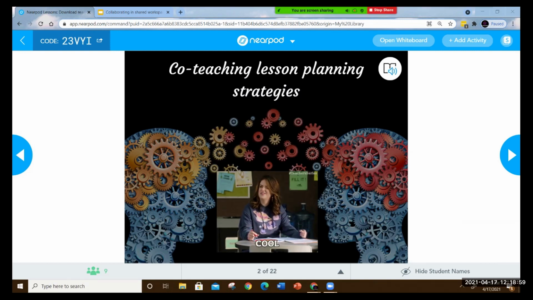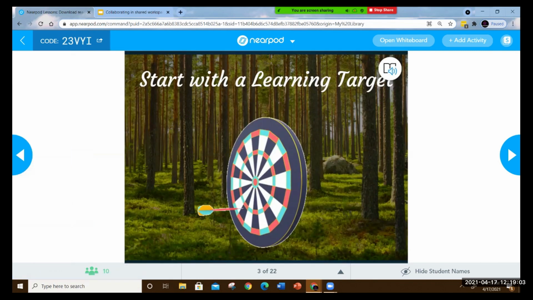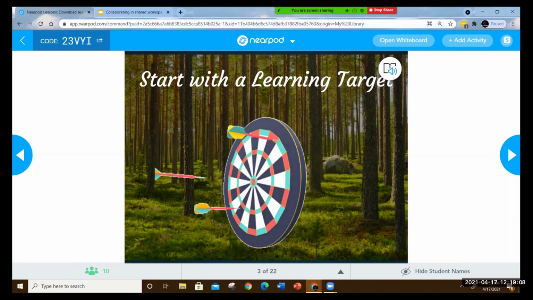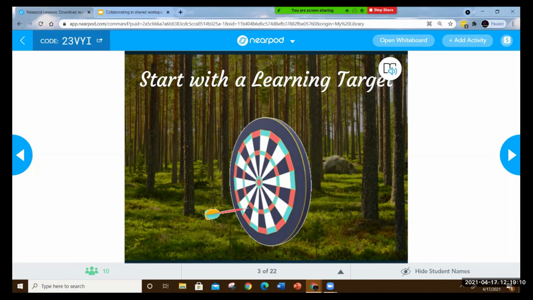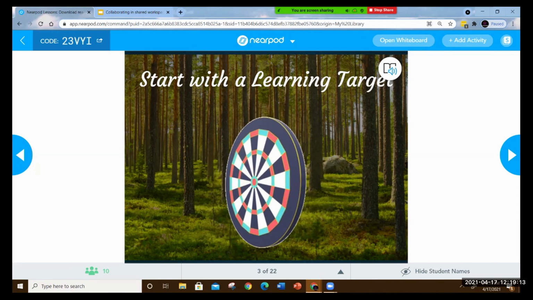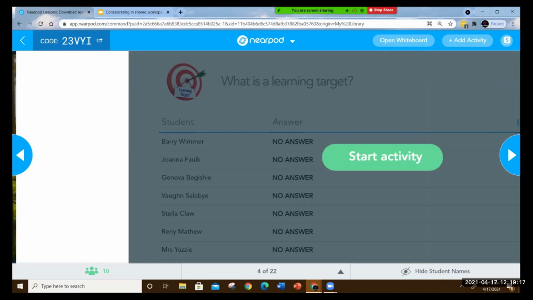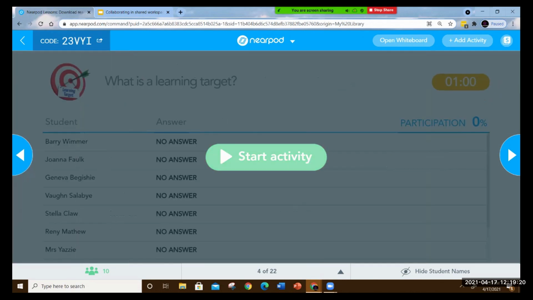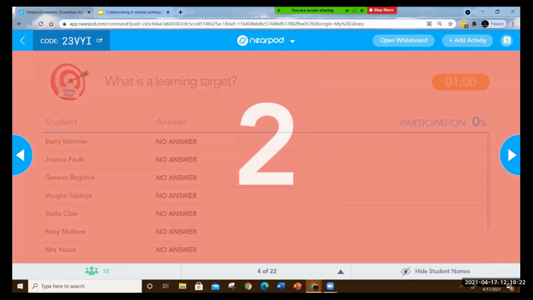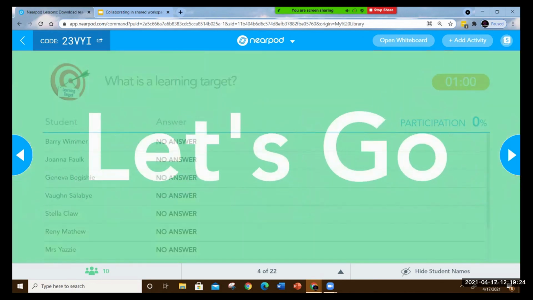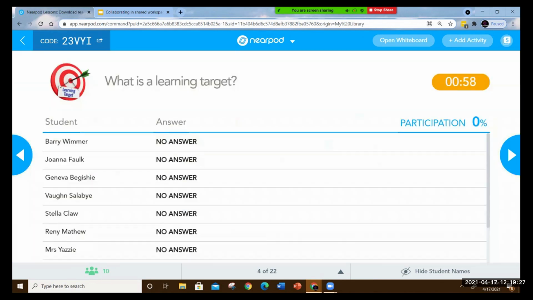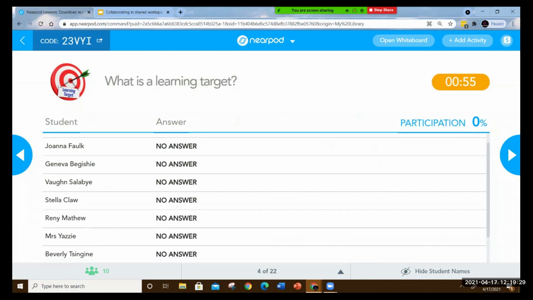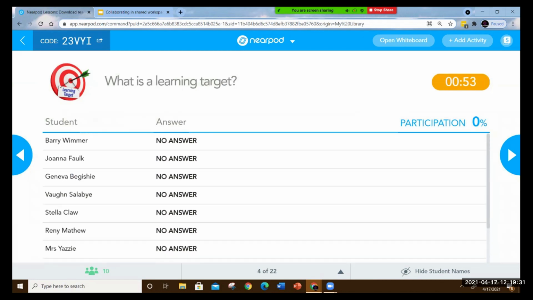All right, so here we are in Nearpod, and as a teacher, I'm the one that forwards through the screens for you. So when we talk about how we are going to create differentiated lesson plans, we always want to start with a learning target, okay? So the question I want to ask you is, what do you think a learning target is? You have 1 minute to type your answer. What do you think a learning target is? Just share your thoughts.